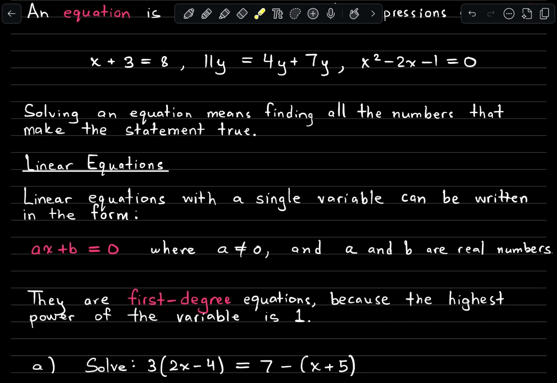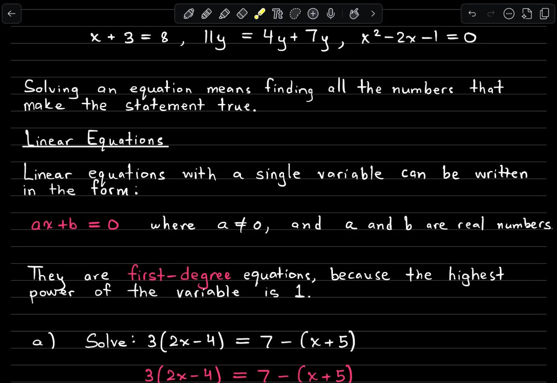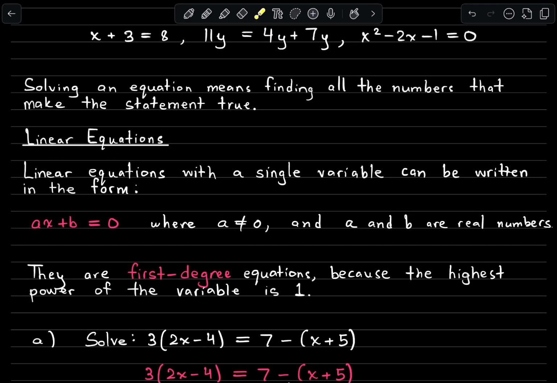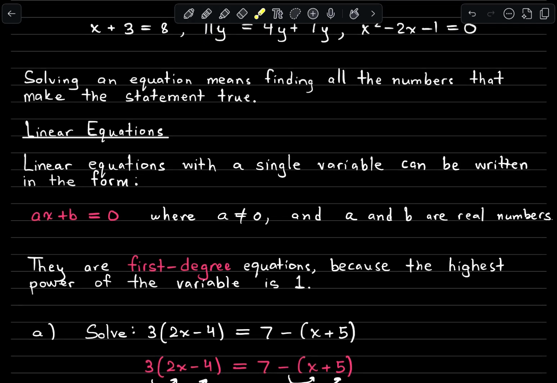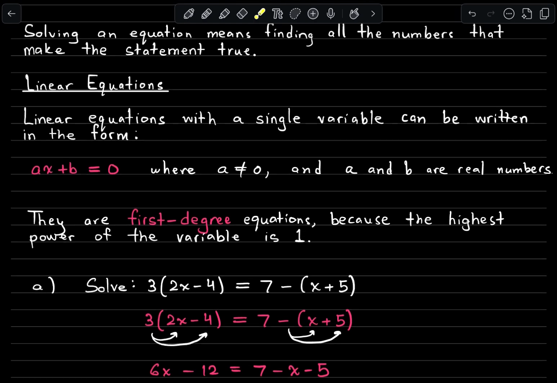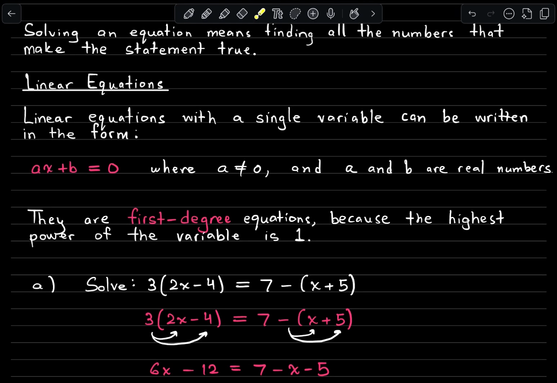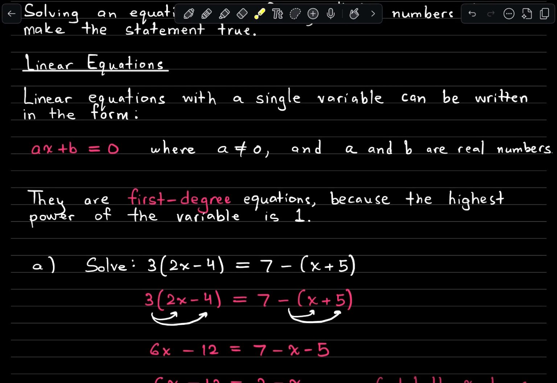Let's look at our first example here. This is saying to solve 3(2x − 4) = 7 − (x + 5). So our first step here should be to distribute these multiples. We're going to distribute that 3 across the parentheses. We're going to distribute this negative sign, which is really just a negative 1, across this parentheses. That's going to give us, on the left side, 6x − 12 = 7 − x − 5. Now our next step is to try to gather like terms.